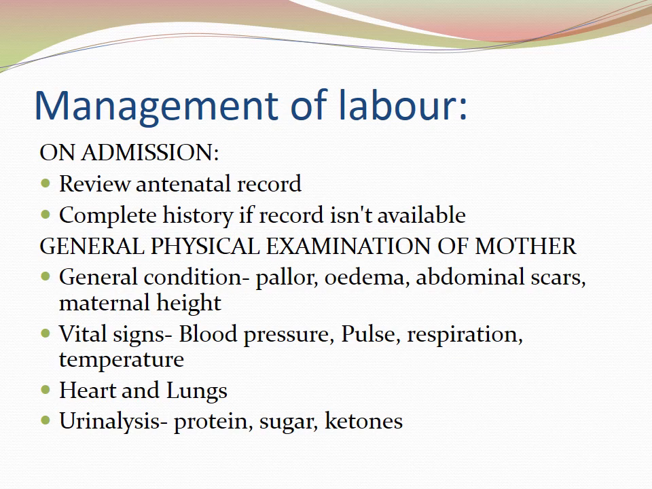The maternal weight is very important, because increased weight and increased BMI can cause difficulty in delivering the baby and can also cause shoulder dystocia and dysfunctional labor. Abdominal scars: look for any previous surgery. If there is any previous cesarean section scar or any uterine surgery, then do not do a normal vaginal delivery, because it can cause rupture of the uterus.